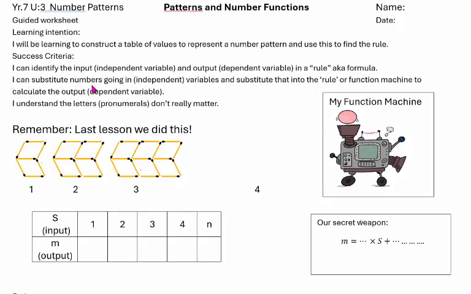You will be able to substitute numbers going into a variable using a rule. And the other thing is you will hopefully learn to understand that I can put letters for whatever I want. They don't really mean anything. It doesn't really matter, but you need to say what that letter is.